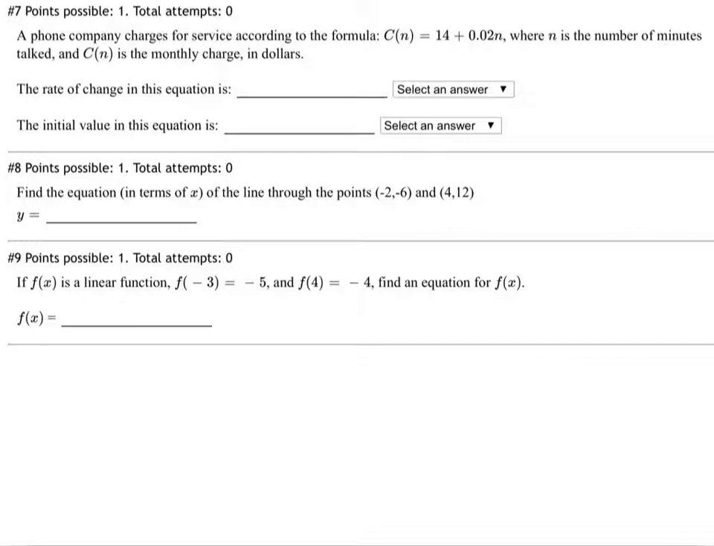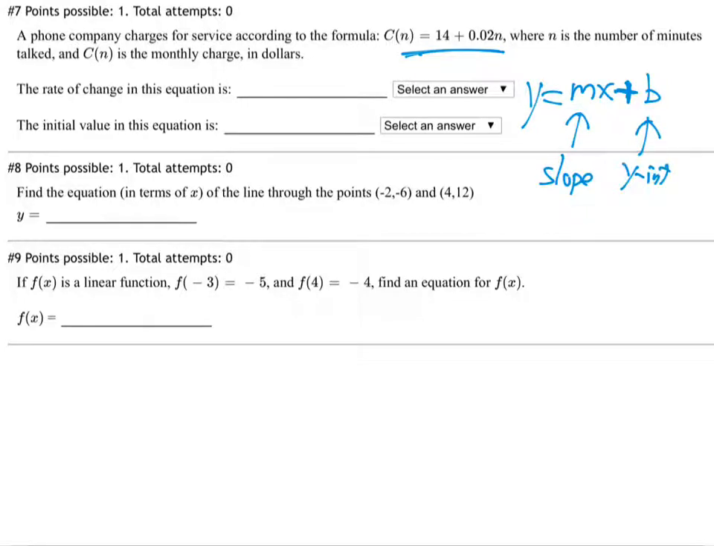A phone company charges for service according to the formula there, where N is the number of minutes talked and C of N is the monthly charge in dollars. Okay, so the rate of change is, the initial value is. Okay, so we're going to start getting more and more into these kinds of linear formulas. This is basically a y equals mx plus b kind of formula. So we've been calling m the slope, which it is, and b is the y-intercept, which it is.